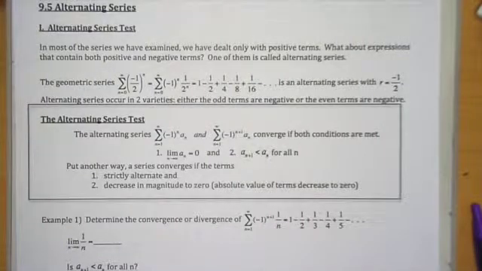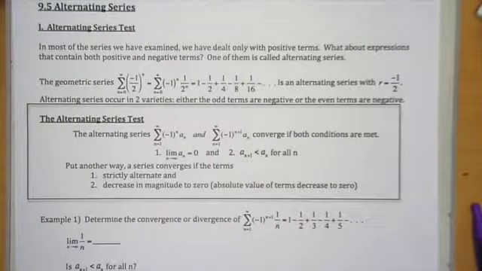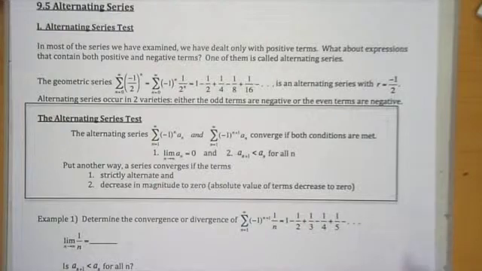In most of the cases that we've talked about so far, we've only dealt with series that have positive terms. Now, what about expressions that have both positive and negative terms? One of them is called an alternating series, and we're going to think about what's a way we can figure out whether an alternating series converges or not.